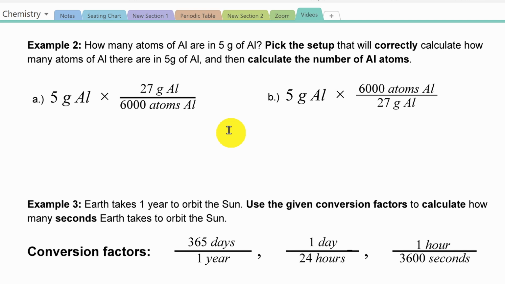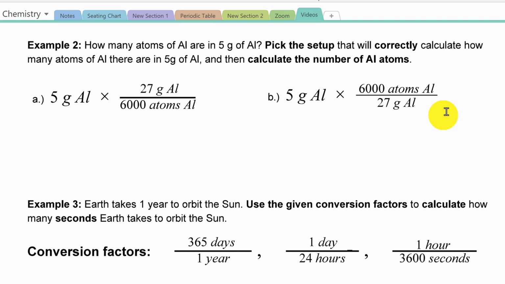Now let's see an example of dimensional analysis applied to the AM6000 concept. How many atoms of aluminum are there in 5 grams of aluminum? Pick the setup that will correctly calculate how many atoms of aluminum there are in 5 grams of aluminum, and then calculate the number of aluminum atoms. Looking at these two setups, we can see that the only difference between the two is in the orientation of the conversion factor. Setup A has grams on the top and atoms on the bottom, whereas setup B has atoms on the top and grams on the bottom.